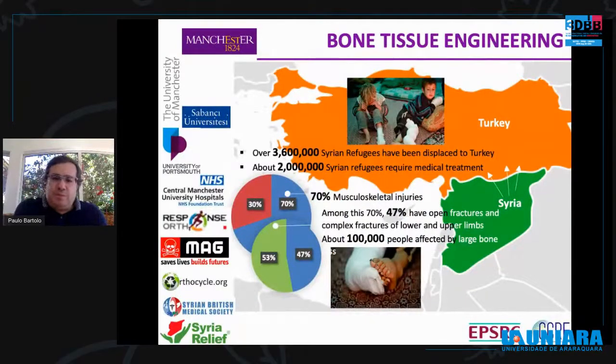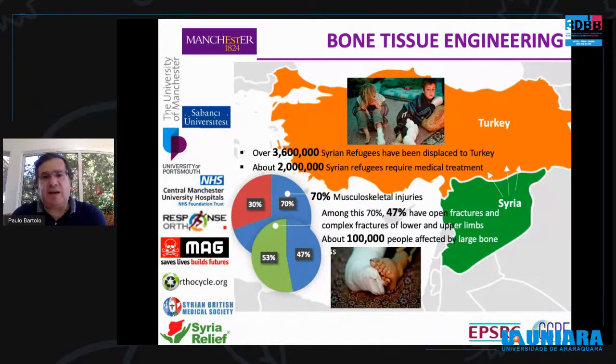We are also pushing our research to close to the market, and a good example is a very large project that I'm coordinating called Bone Bricks. We designed this project 3 to 4 years ago when I visited Turkey, and I was impressed with the problem that Turkey was facing with the Syrian refugees displaced to Turkey.